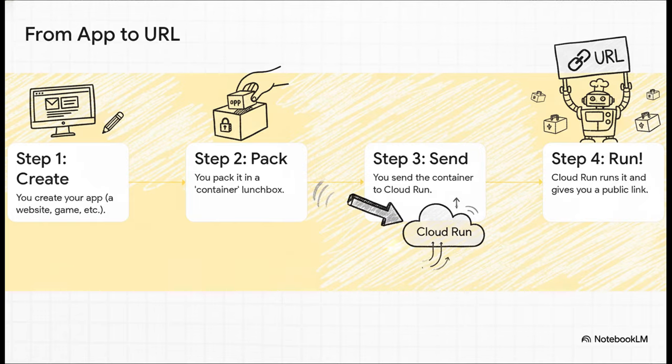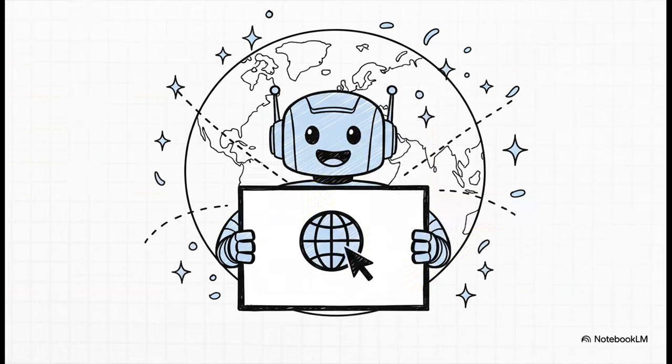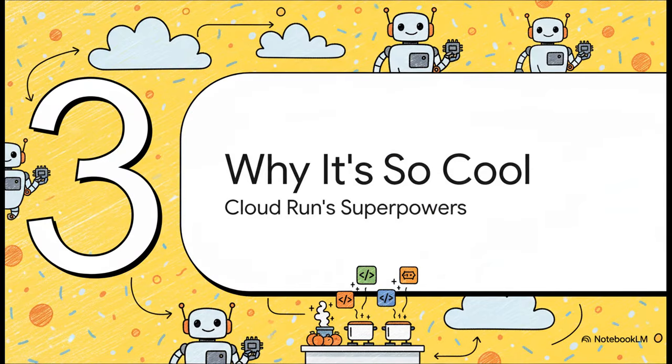Then step 3, you just send that lunchbox over to Cloud Run. And step 4, boom. Cloud Run opens it up, runs it, and hands you back a public link. And that's it. Seriously, your app is live on the internet. Anyone, anywhere, can click that link and see what you made. There's no messing with servers, no complicated setup. It's just done. All right, so we get what it is and how it works on a basic level. But now let's talk about the why. Why is this so cool?